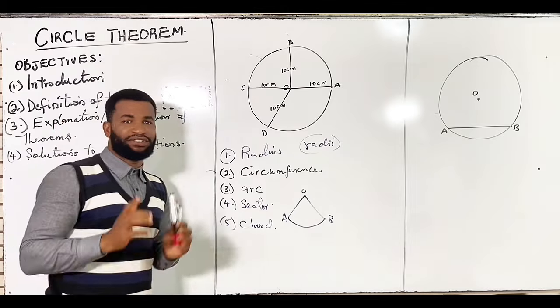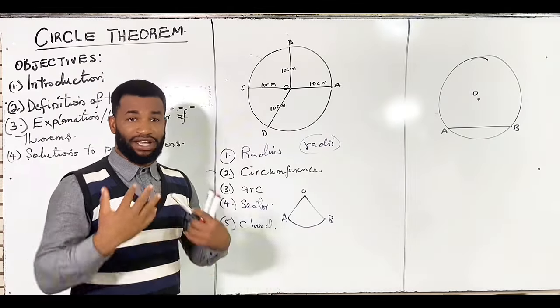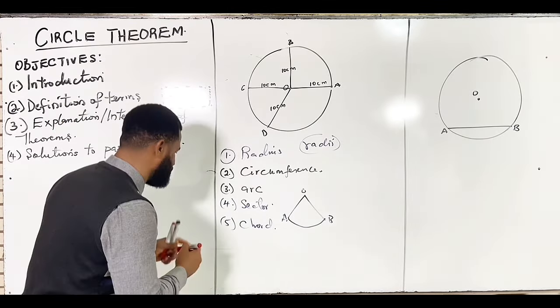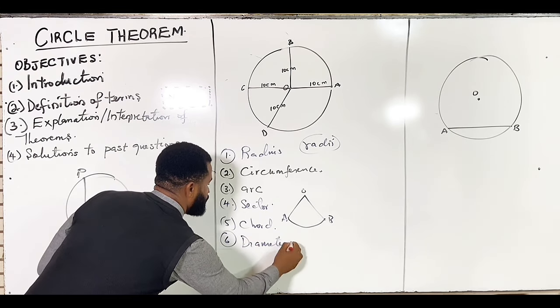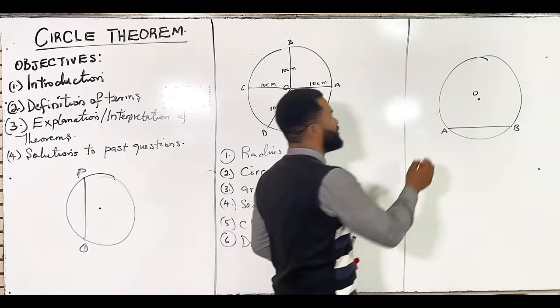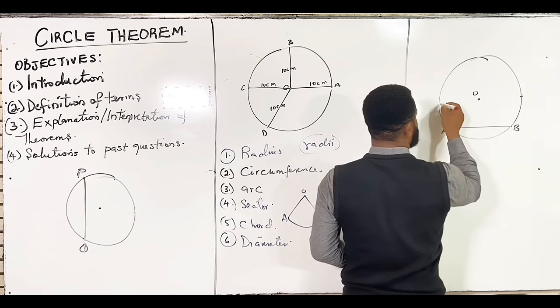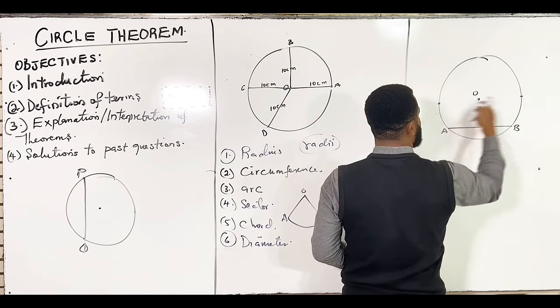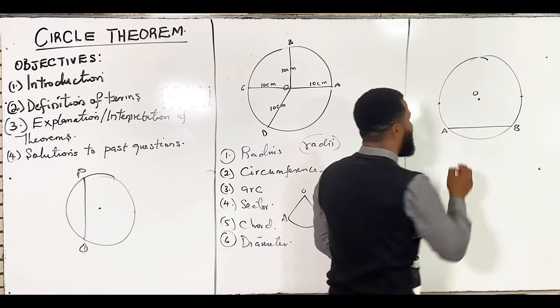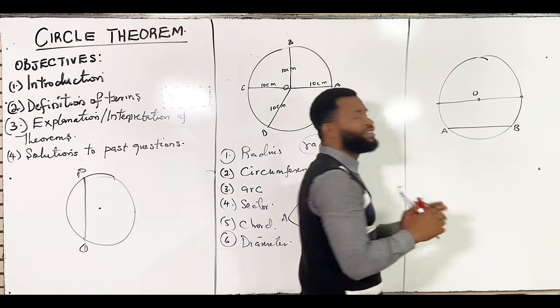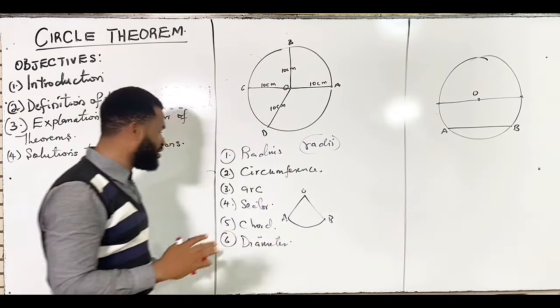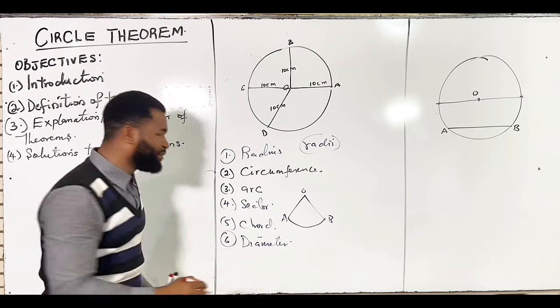Whenever a chord passes through the center, it is now called a diameter. So this is why number 6 is going to be a diameter. What is a diameter? If I make any two points on opposite sides of the circumference, and the line is drawn passing through the center, once the line passes through the center of the circle, we call it a diameter. And diameter simply means what?